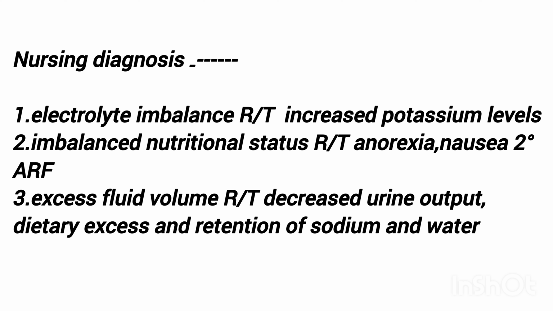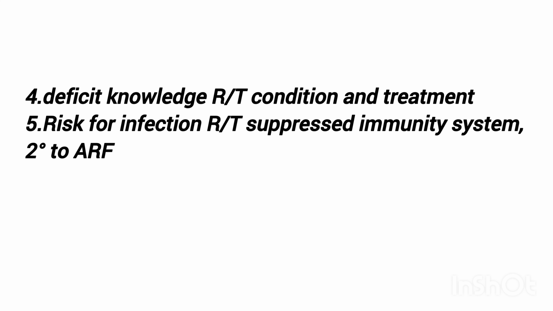The second is imbalanced nutrition, less than body requirement, related to anorexia and nausea secondary to the disease condition, that is acute renal failure. The third one is excess fluid volume, related to decreased urine output or dietary excess and retention of sodium and water in the body. The fourth one is deficient knowledge, related to the disease condition and its treatment. And the fifth one is risk for infection, related to suppressed immune system secondary to acute renal failure. These are the diagnoses we have made, depending upon the assessment.